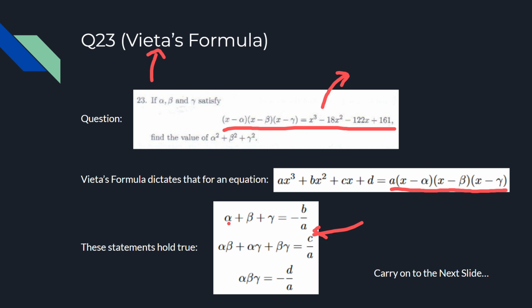So you have alpha plus beta plus gamma. We call this the sum of the roots. It's going to be negative b over a. Then you have the sum of these terms equals c over a. And then the product of the roots is equal to negative d over a.